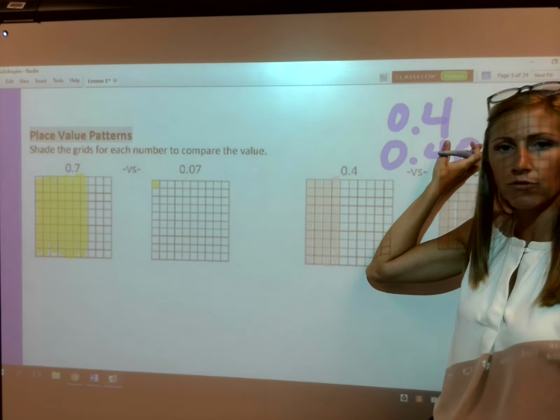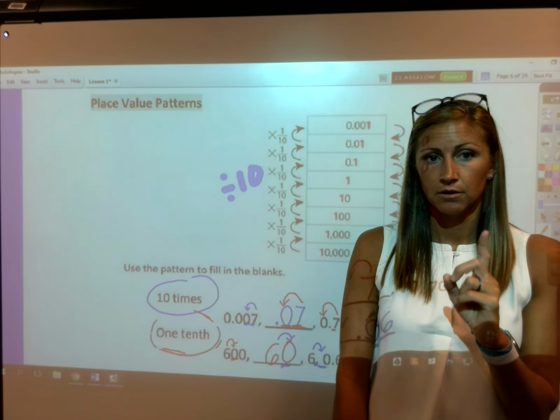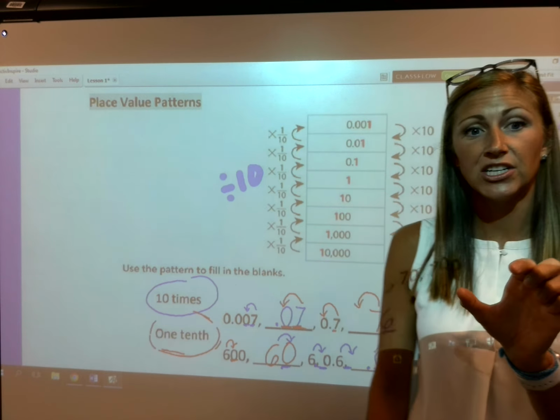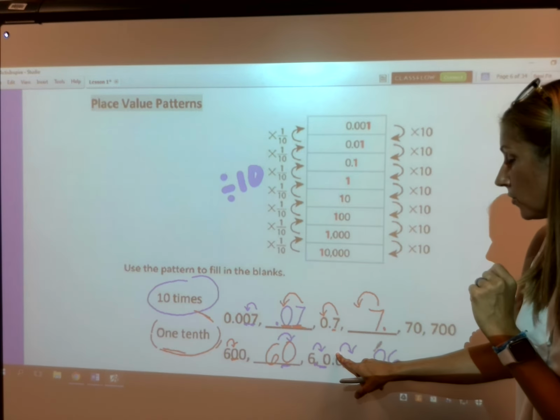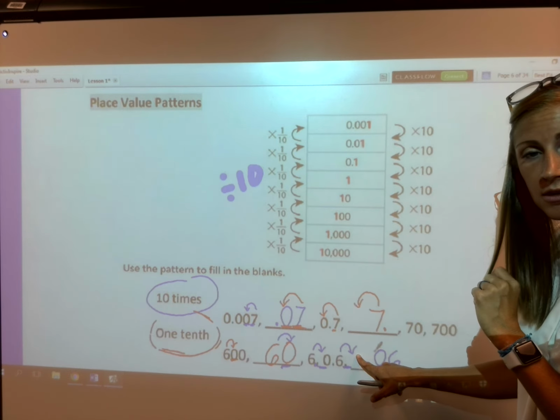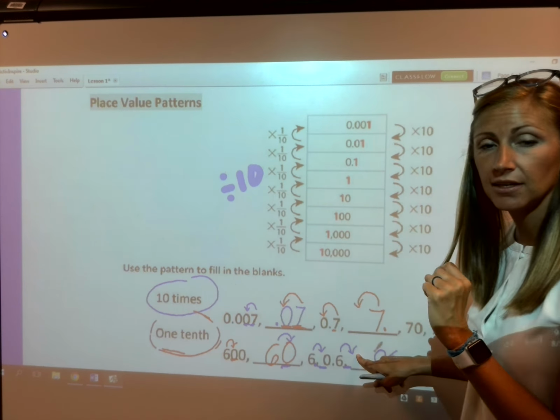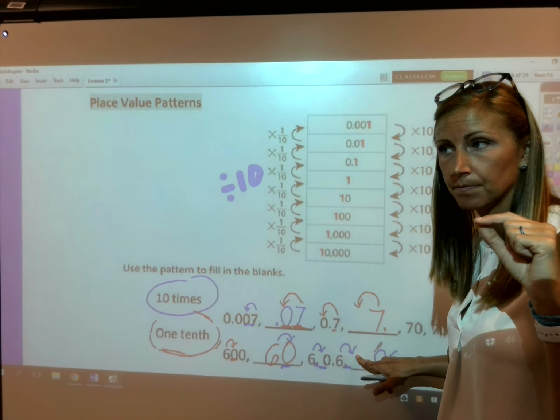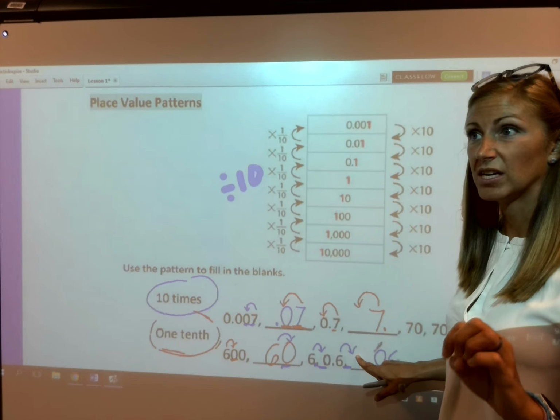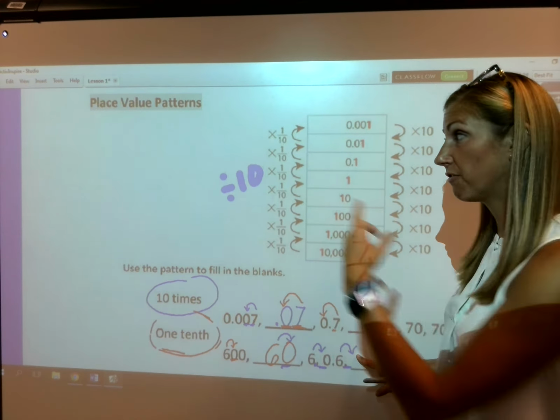Okay? So the main takeaways, when a digit moves to the left, is it getting smaller or bigger? The value. It's getting bigger. How much bigger? 10 times bigger. If a digit is moving to the right, the value is getting smaller. How much smaller? A tenth smaller, right? We're dividing by 10.